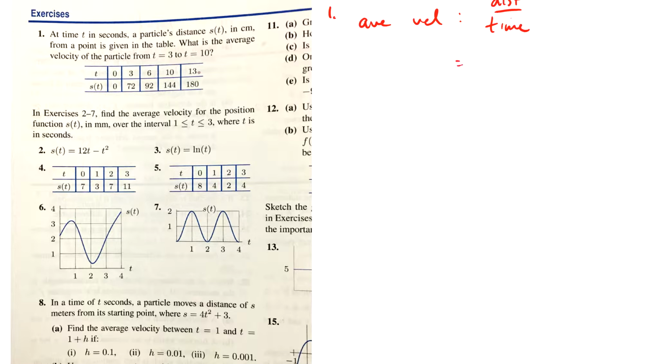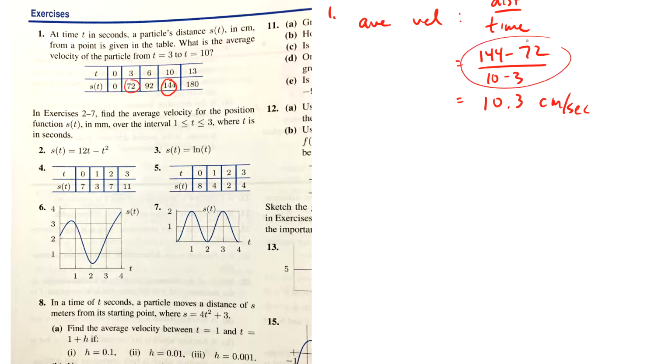And the distance traveled, well, at 10, they're at 144, and at 3, they're at 72. So how far did they travel? 144 minus 72, divided by the time, 10 minus 3. Okay, and so whatever that number is, I've got my calculator here on the side. I can't do the division in my head. 10.3. Do we have units in here? Centimeters per second.